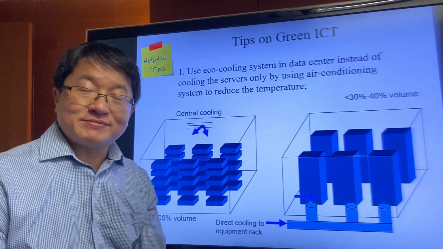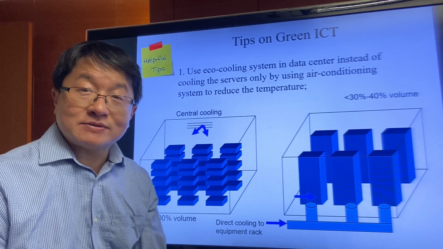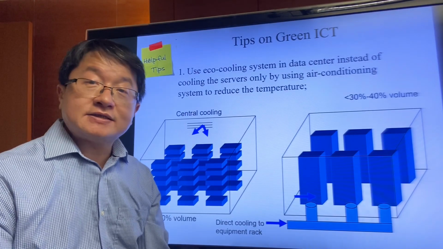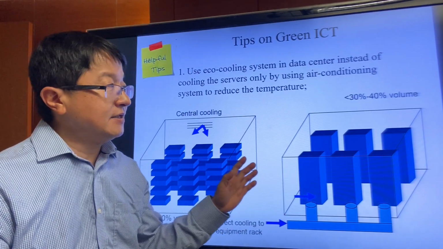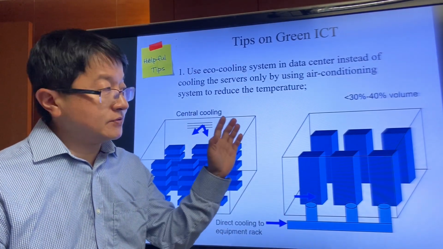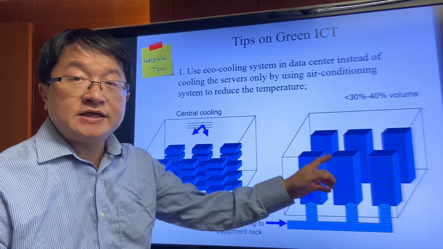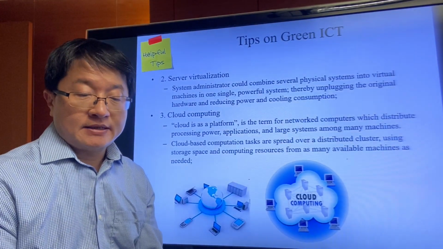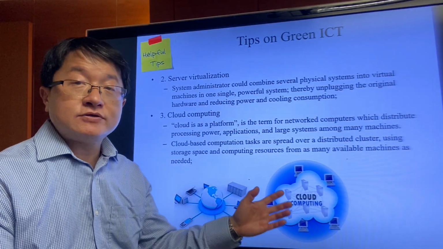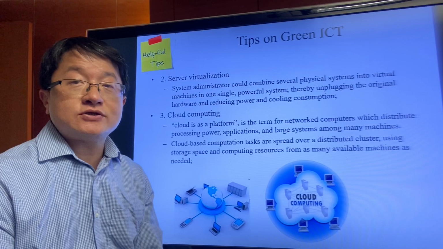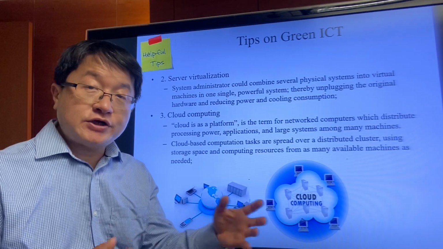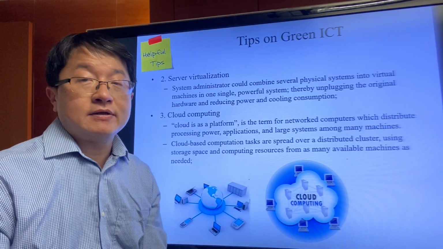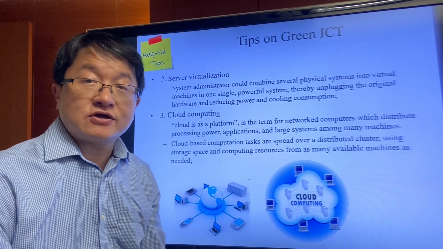So let me give you some tips on how to reduce energy consumption in ICT activities. First, you can redesign your data center. Redesign the air cooling system so that it can efficiently cool the equipment racks instead of the whole data center. And making use of cloud computing, so that you can reduce the usage of hardware and share your hardware among other users in the cloud network, can also help to save energy consumption.